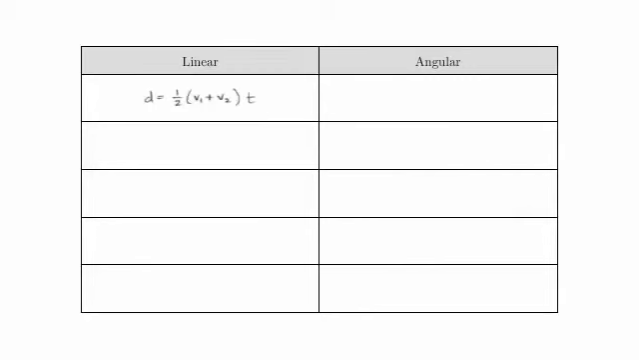So our first linear equation from kinematics was that d is equal to 1/2 v1 plus v2 times time. And the angular corresponding formula to that is that theta is equal to 1/2 omega 2 plus omega 1 times time. Very similar for acceleration equals v2 minus v1 over t. Alpha is equal to omega 2 minus omega 1 over t.